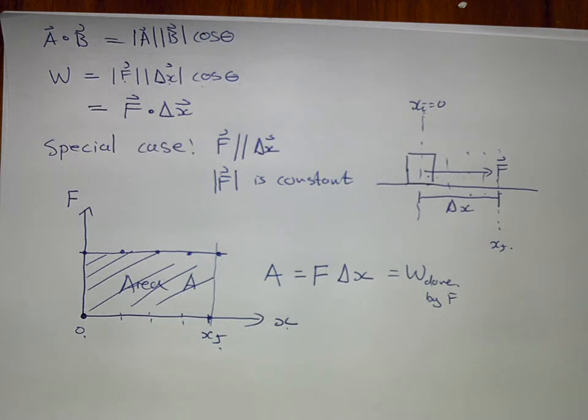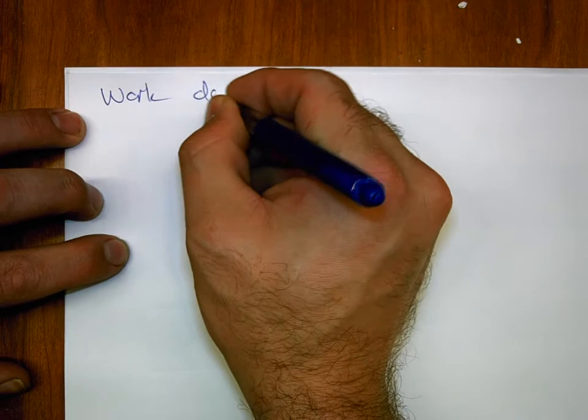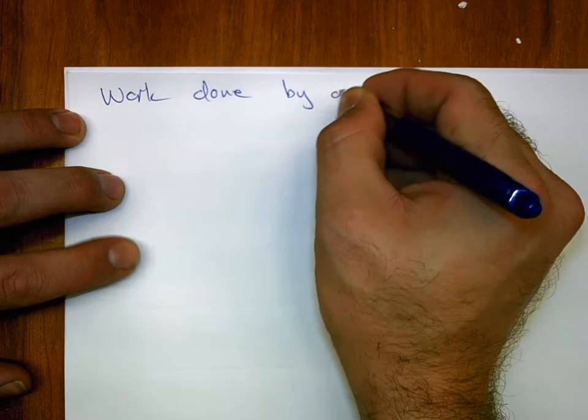So how do we calculate the work done then by a force that changes its magnitude as an object is displaced? So what we want is the work done by a variable force.